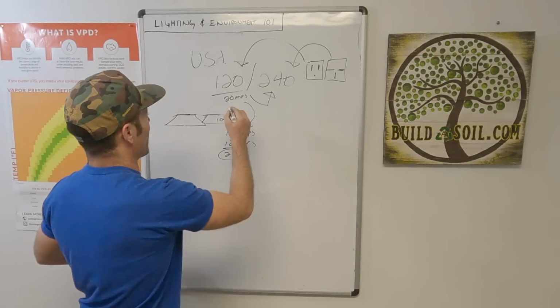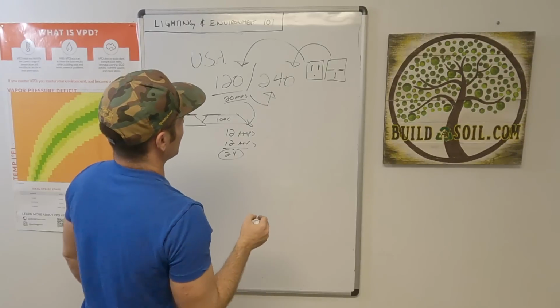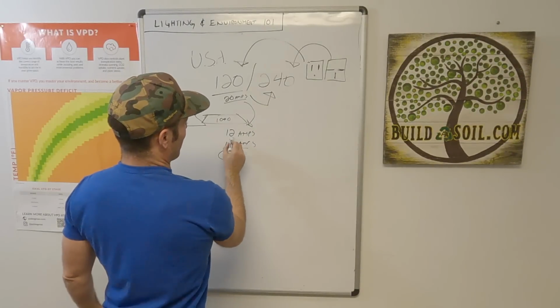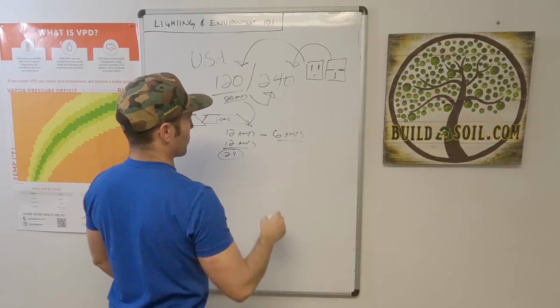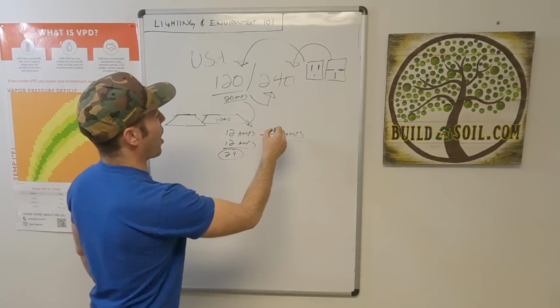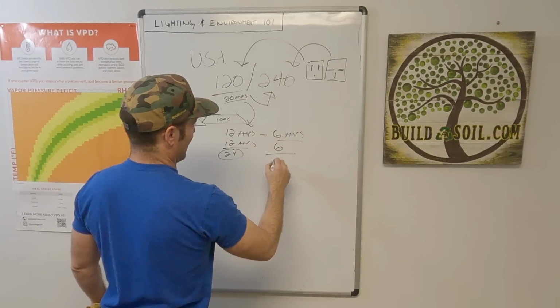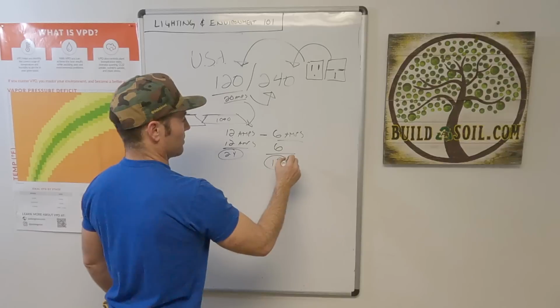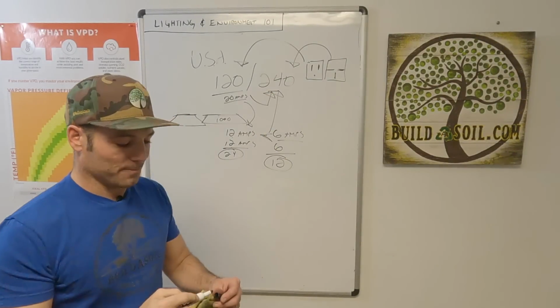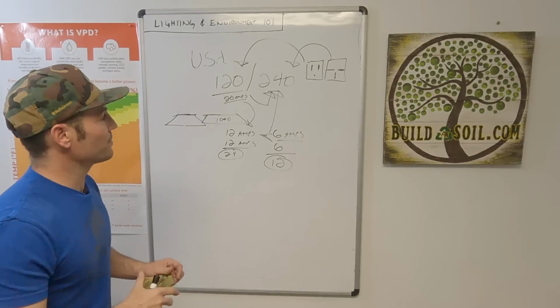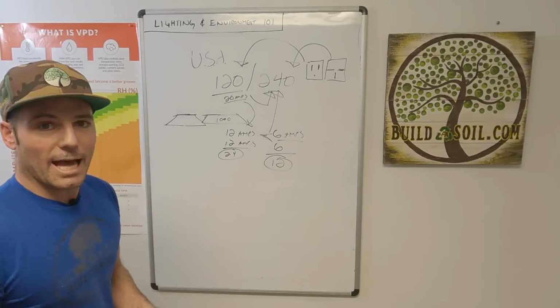So now that 20 amp light on 240, where it may have been 12 amps to run a light, now it's 6 amps to run that same light. And so now I can fit 2. So I can fit 2 grow lights now because I went to 240 on the same breaker. And so that's just something to be aware of, but it doesn't cut your electrical bill in half or anything.